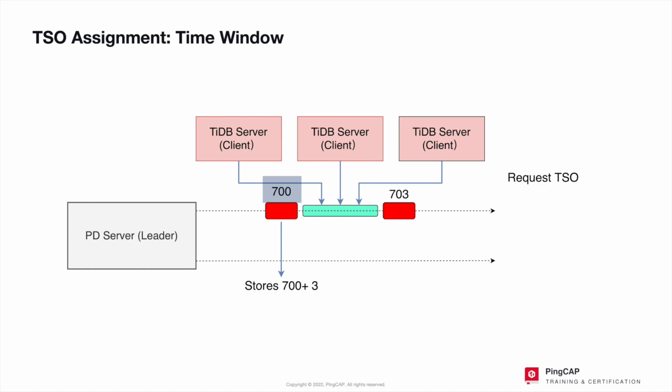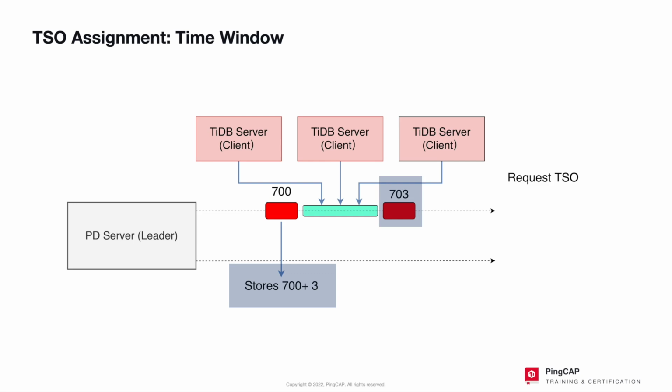The span of the time window can be specified using a parameter. The default configuration of the system is 3 seconds, and the example uses the default configuration. So the starting point of the window is 700, and the end point of the time window is at 703. After writing to etcd, the PD will get an allocatable time window from 700 to 703. This is 700 plus the default of 3 seconds.